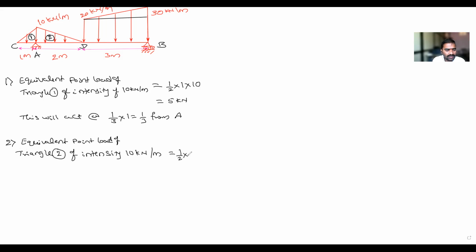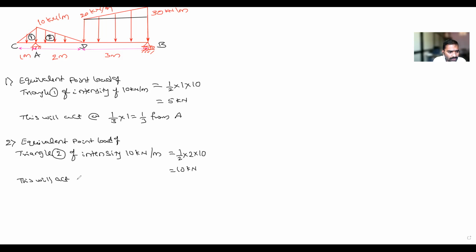This is equal to half. What is the base of triangle 2? 2 meter. What is the height? 10. So you will get 10 kilonewton. This will act.